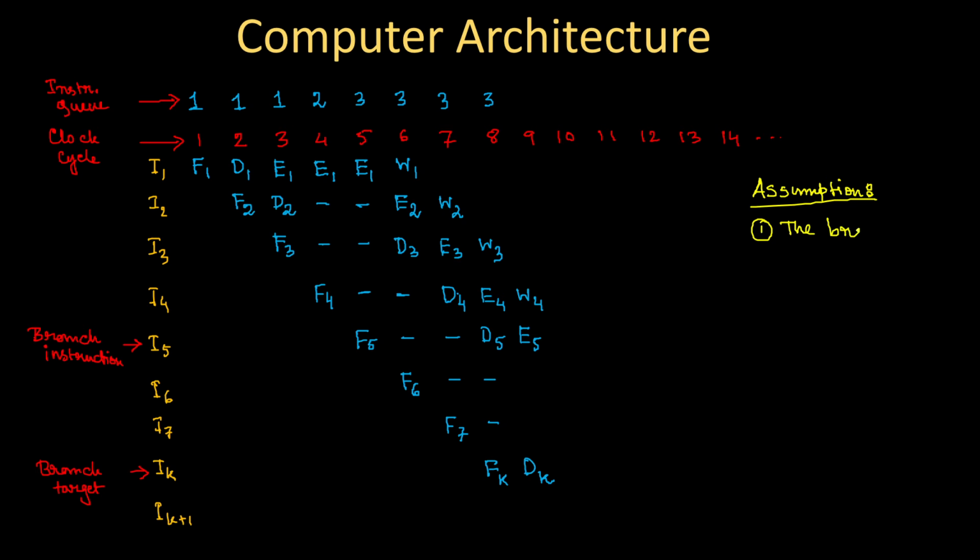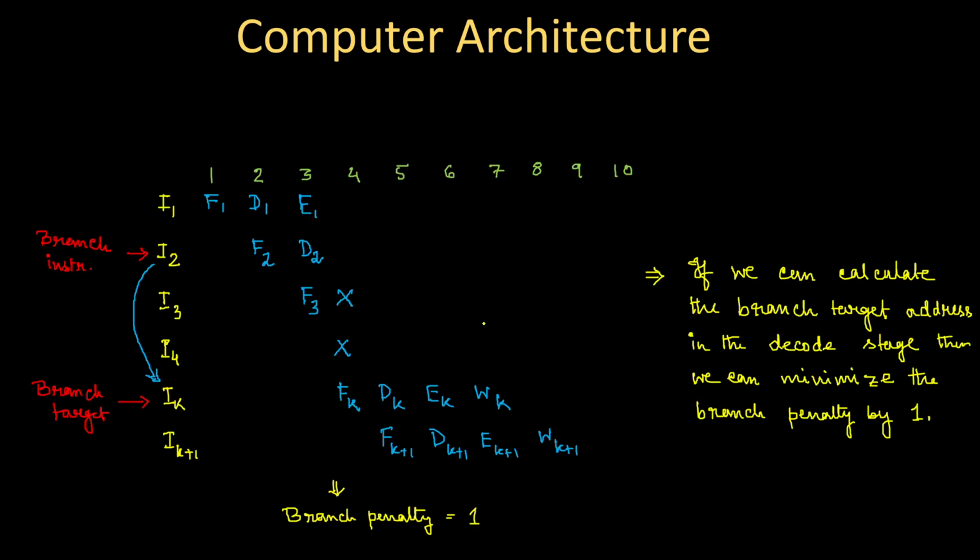The branch target address is calculated in the decode stage. As we have seen in the previous case, the branch target address is calculated in the decode stage, right? In the decode stage, right?